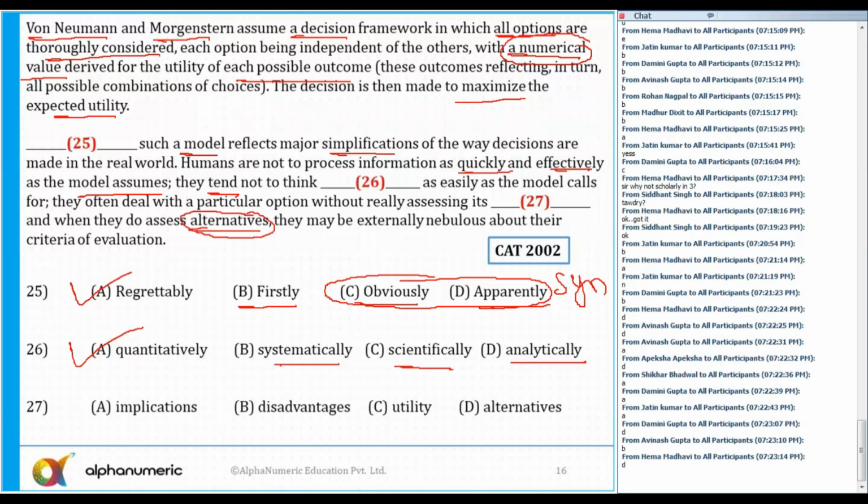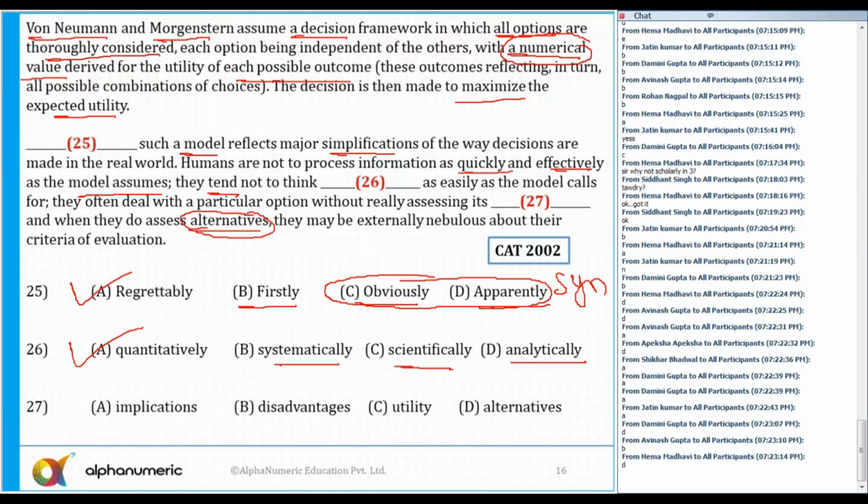Human beings don't really assess dash. And when they do assess alternatives, that means it has to be alternatives. They may be externally nebulous about the criteria of evaluation. So even when human beings assess alternatives, they don't assess all the alternatives. When humans take any decision, they generally don't assess all the alternatives. And even if they assess all the alternatives, there are so many things that are nebulous.